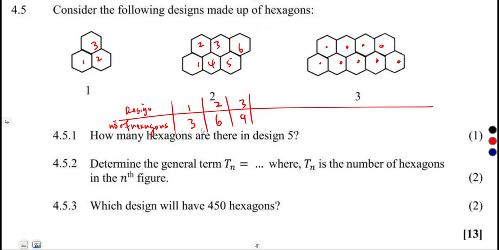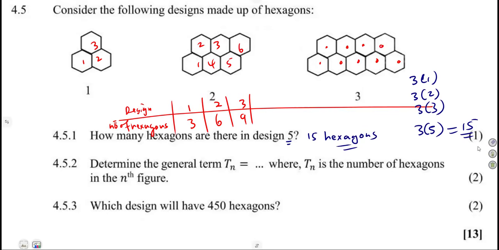What is happening between these 3, 6, 9, and so on? It is the design times 3. 3 times 1, 3 times 2, 3 times 3. So if it is design 1, 3 times 1. Design 2, 3 times 2, 3 times 3. So what about design 5? 3 times 5 is equal to 15. So we are going to obtain 15 hexagons from there. All right, so design 5 is going to have 15 hexagons.